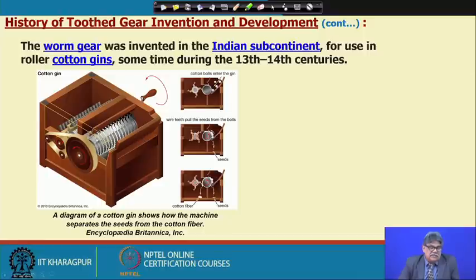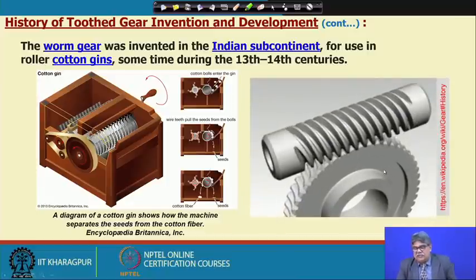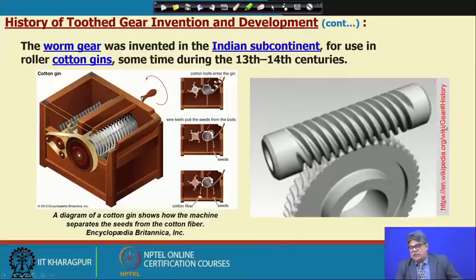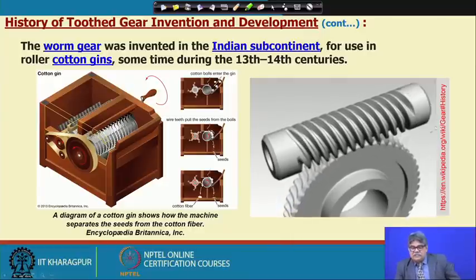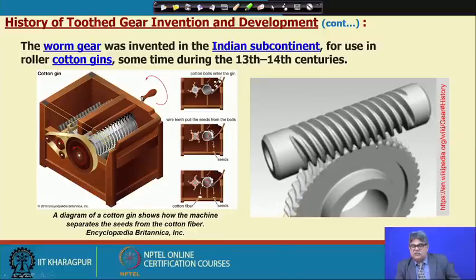Now, as we see, this is a spiral one, and all these projected pointers can be considered as the teeth of a circular gear, and when the cotton passes through this, the seeds come out. Now, this is the first example of a worm gear, and if we look into the worm gear, this is of course from the internet, and this is showing how the worm gear operates.